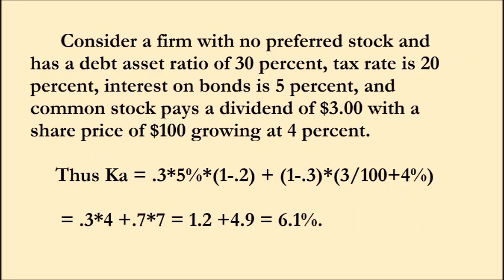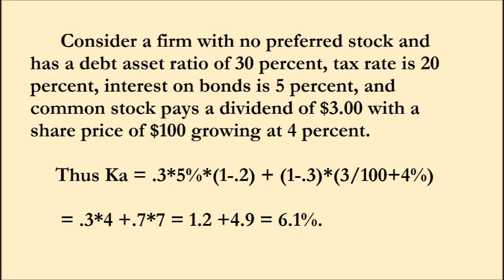And, of course, here's an example. And again, no preferred stock. Let's say the debt-asset ratio is 30%, tax rate is 20%, interest rate on the bonds is 5%, a lot of percentages, eh? And we have common stock paying a dividend of $3 on a share price of 100, growing at 4%. Here, our weighted average cost of capital, I'll label it KA, would be 30% of the cost of the debt after tax, and the remainder, that's 70%, with a dividend yield of 3% plus 4%, that makes 7. Well, cross-multiplying, we get a weighted average of 6.1%.